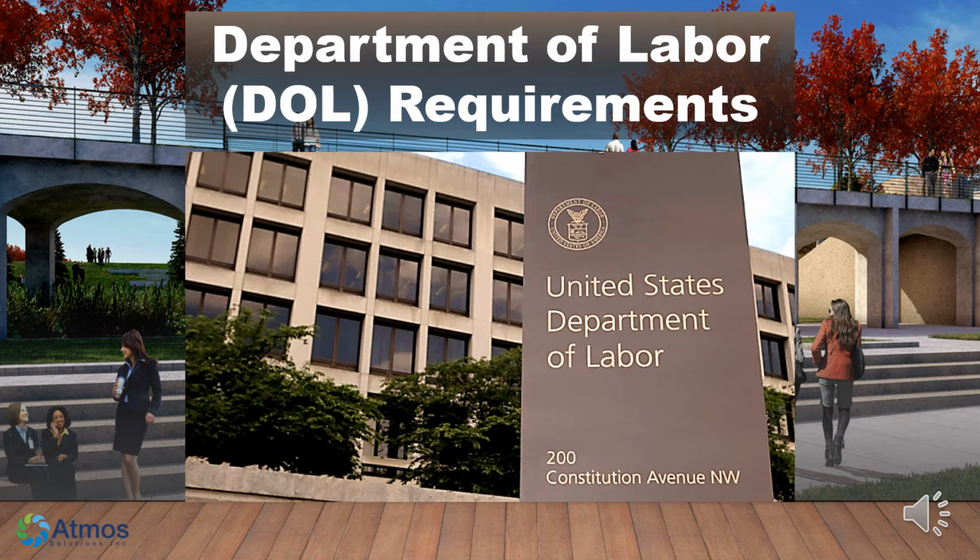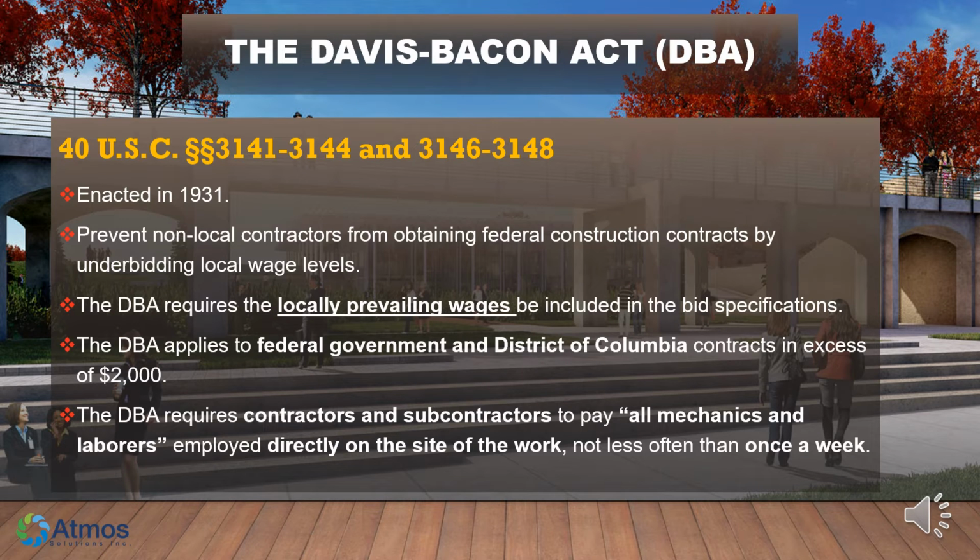Now we will move on to discussing the compliance requirements for the Department of Labor, or DOL. The Davis-Bacon Act of 1931 falls under the monitoring requirements of the Department of Labor. The Davis-Bacon Act is to prevent non-local contractors from obtaining federal construction contracts by underbidding local wage levels. The Davis-Bacon Act requires that subcontractors adhere to the locally prevailing wages, and they must also be included in the bid specifications. The Davis-Bacon Act applies to any federal government and District of Columbia contract that exceeds $2,000.